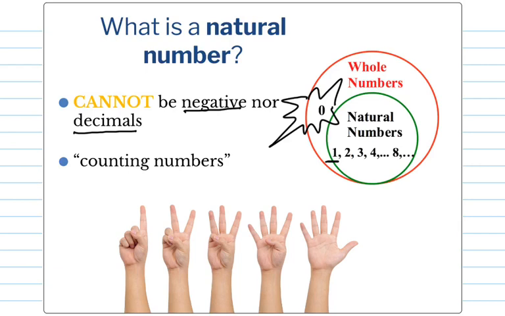Why? Because natural numbers are called your counting numbers. And what number do you use when you start counting? Well, the number 1. Then 2, then 3, then 4, then 5, then so on.